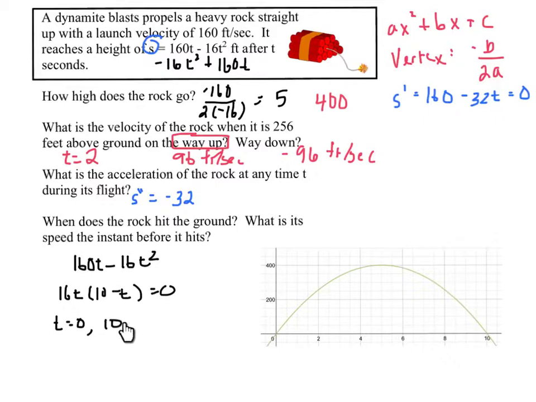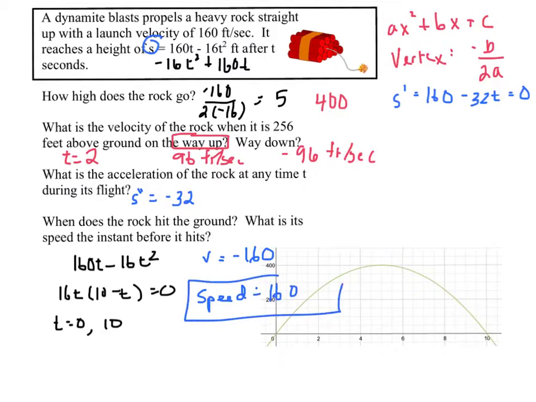Now it hits at 10. We plug 10 into our velocity equation. We get v equals negative 160 feet per second. So the speed will be 160 feet per second, because speed is always going to be positive.